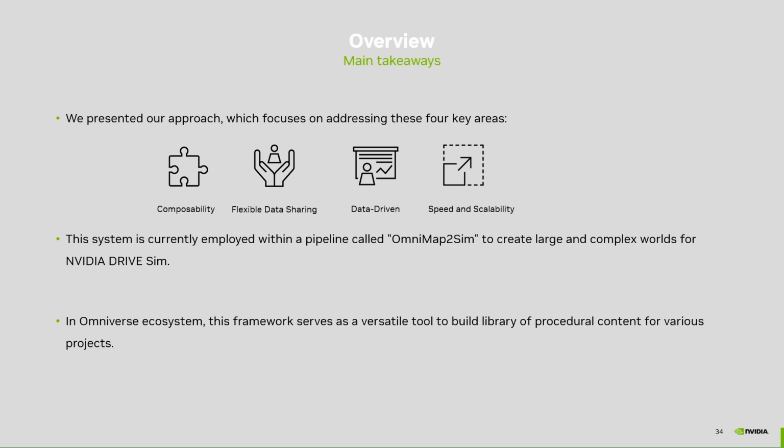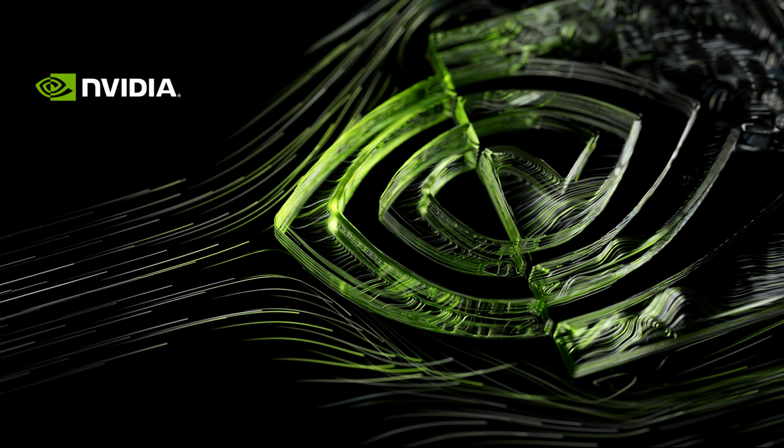And we also show that this system is currently functioning in our OmniMap2Sim pipeline under Drive Sim. And the third point is, of course, the big takeaway for whoever will be interested, that under the Omniverse ecosystem, this framework will be available for anyone to use in their own projects to have this procedural asset library representation. That's it. Thank you.